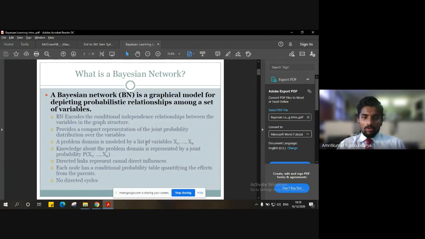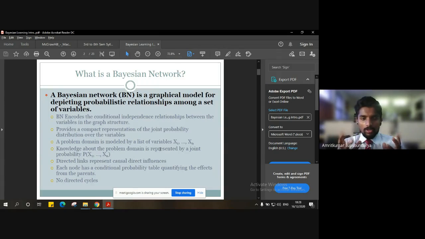Now, for this problem domain, modeled from a list of variables, the knowledge about this problem domain is represented by a joint probability of this list of variables, right? Because not one variable can define the overall probability of the network.